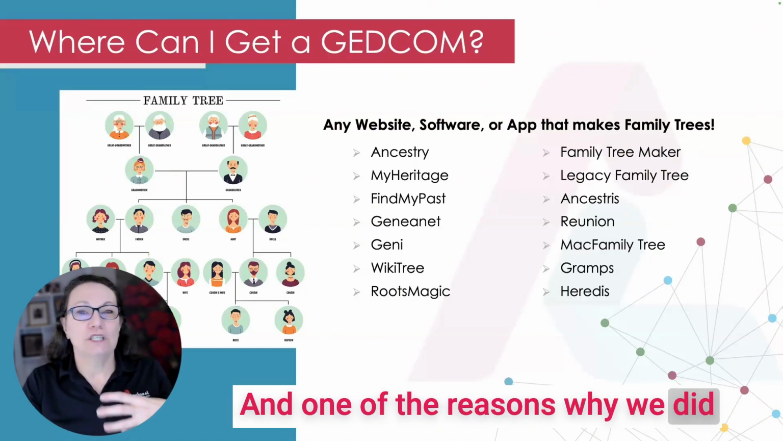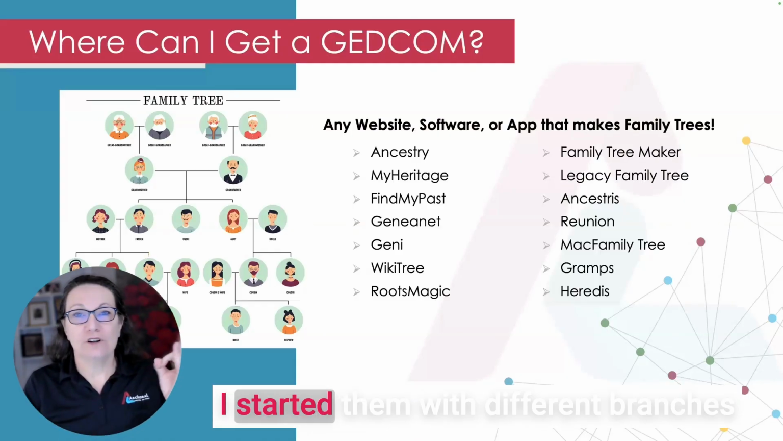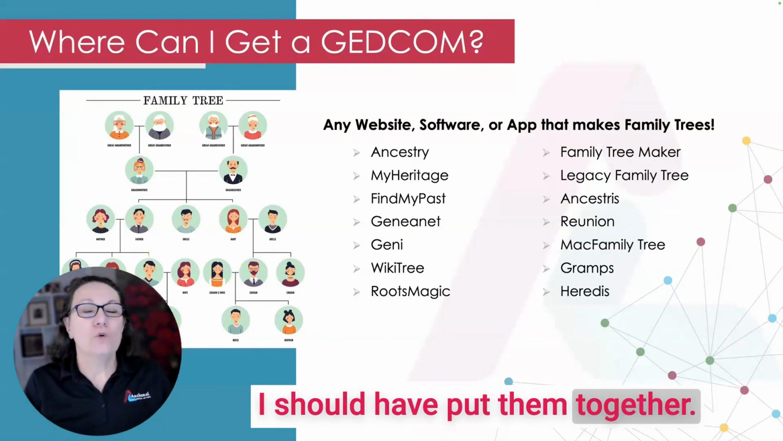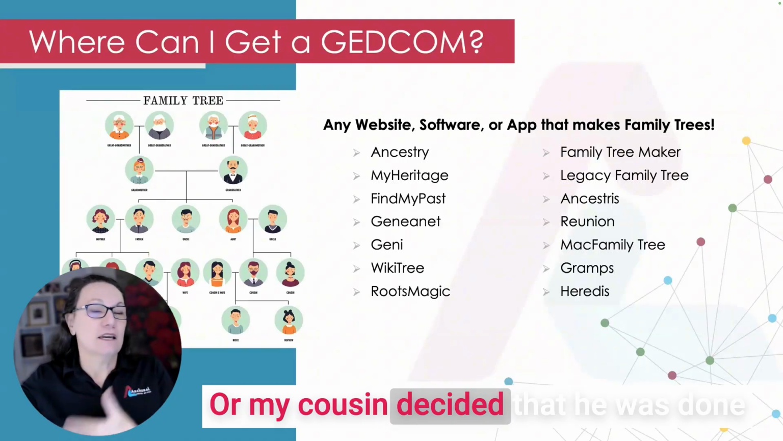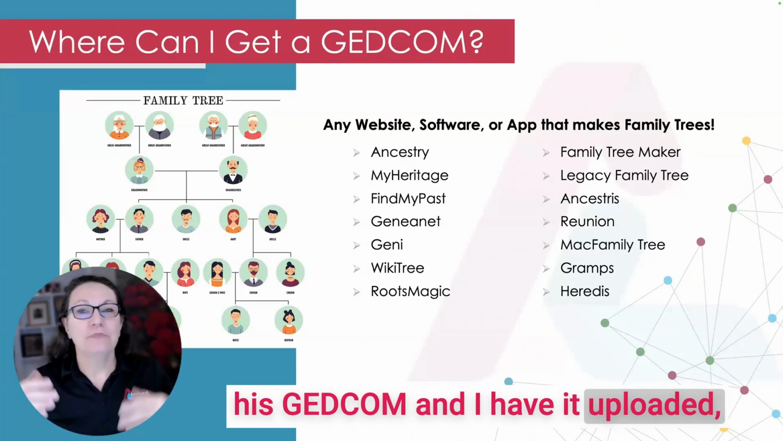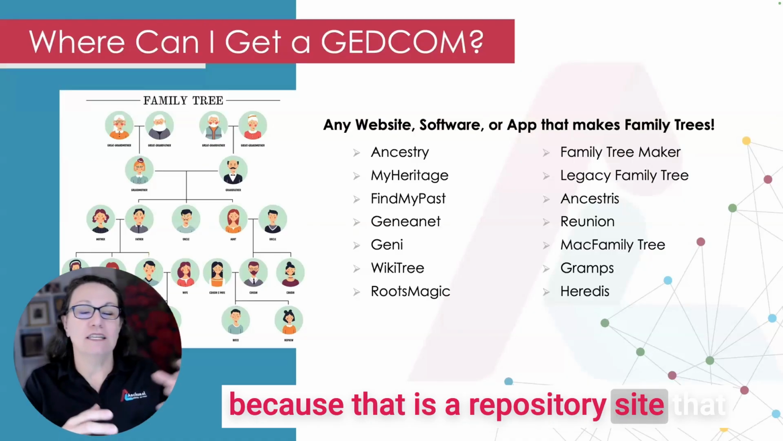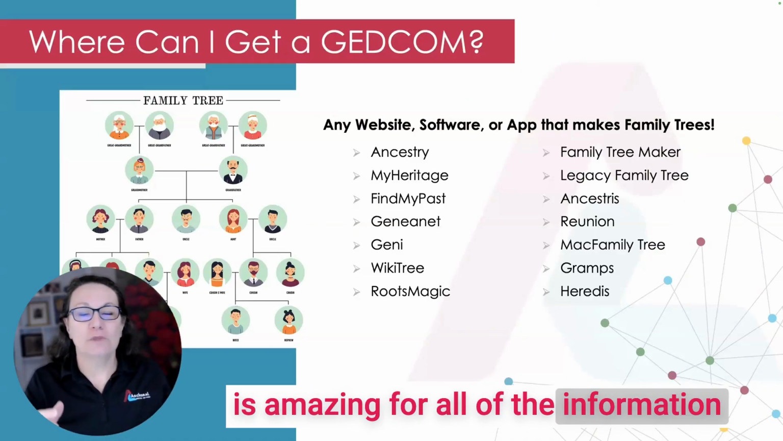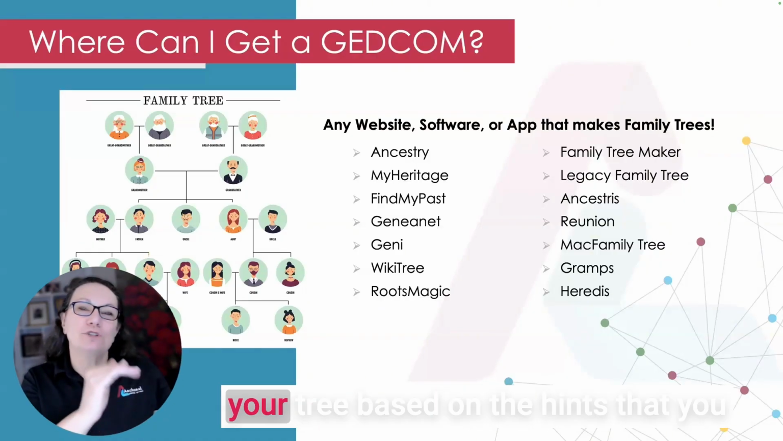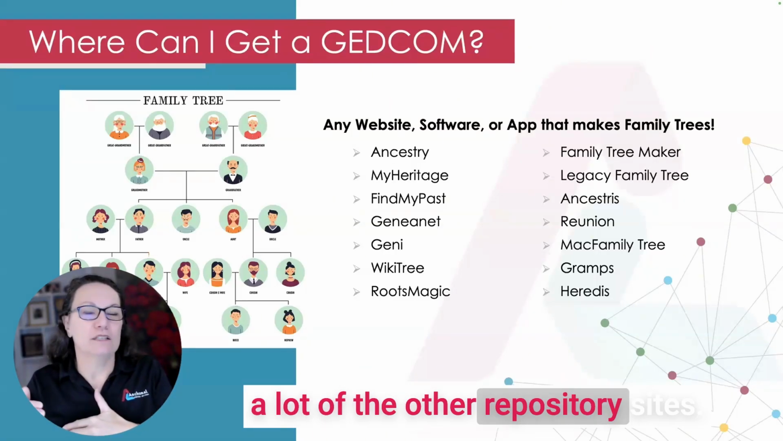And one of the reasons why we did GEDCOM Merge is because I have 3 Ancestry trees. I started them with different branches, and then I realized, why did I do that? I should have put them together. Or my cousin decided that he was done doing genealogy, so he emailed me his GEDCOM and I have it uploaded. And then I have the MyHeritage because that is a repository site that is amazing for all of the information and the hints that it can give you. But you really kind of just build out your tree based on the hints that you find. And the same with Ancestry and a lot of the other repository sites.